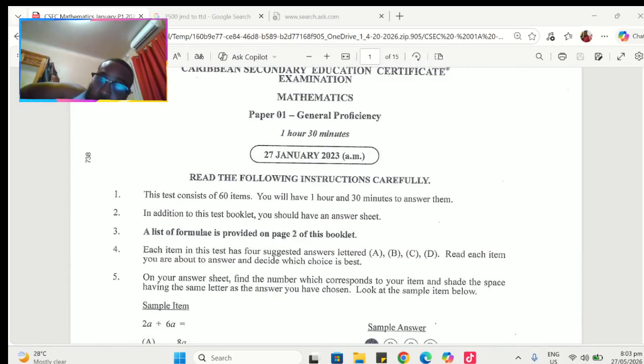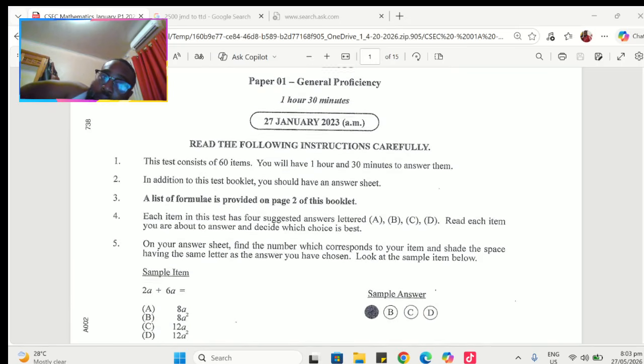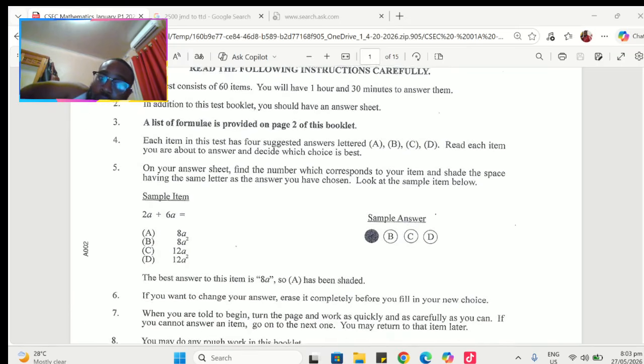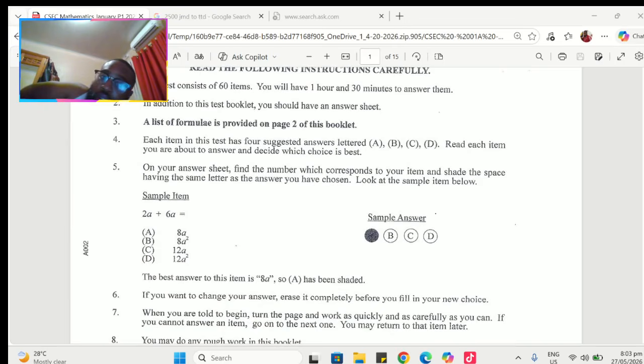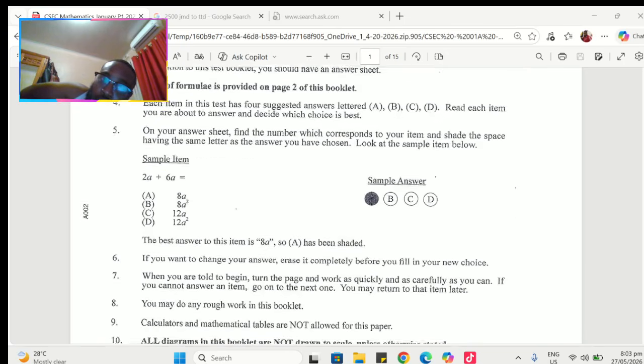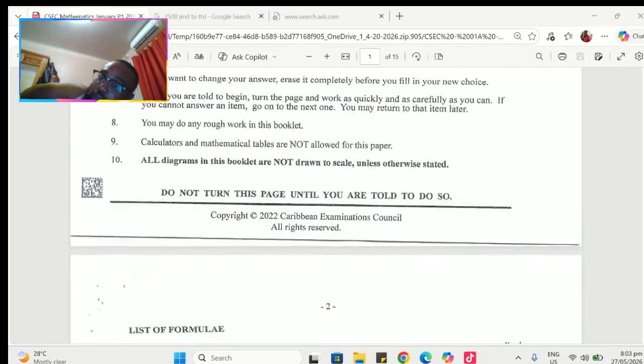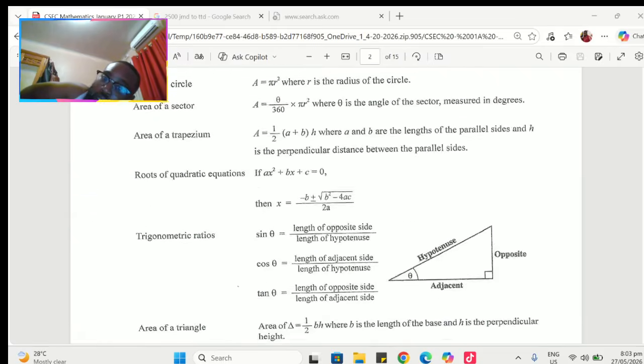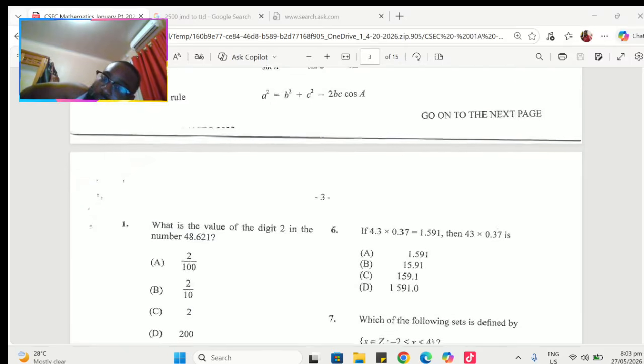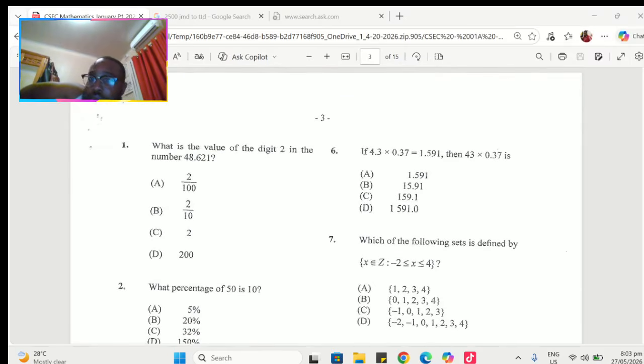Let's run through the paper one with you all, and then I will switch to the Zoom that's going on right now, because I have a paper one marathon going on right now on Zoom. I'm going to do this paper with you all, and then I'm going to switch to that with Miss Ottley, one of my maths teachers, and you can go through it.